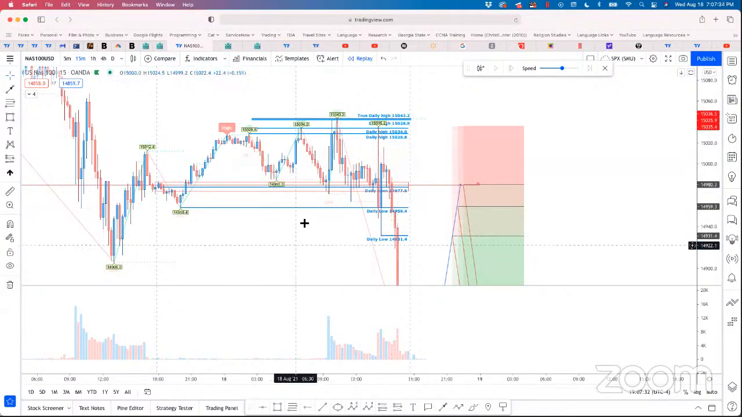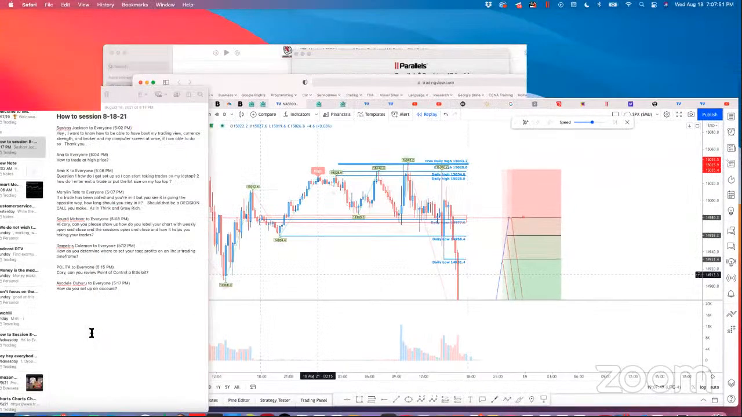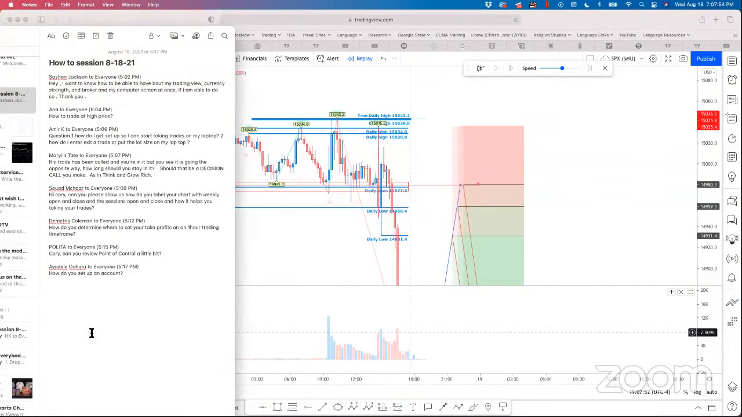So that's really how you want to find your targets. You just look at previous rejections, previous highs, previous lows, and significant areas like the monthly and daily opening price. Those are things you want to look for when you're picking out where your targets are. It doesn't matter what time frame it is.